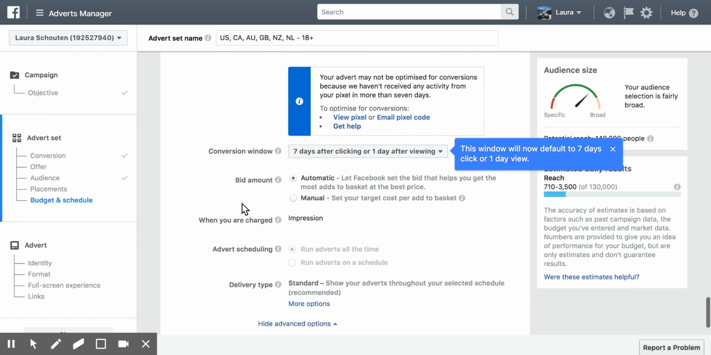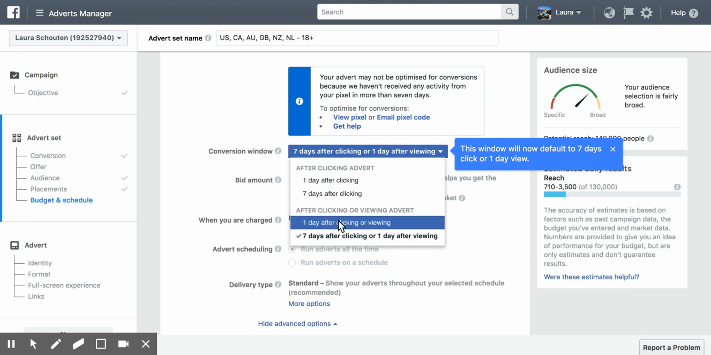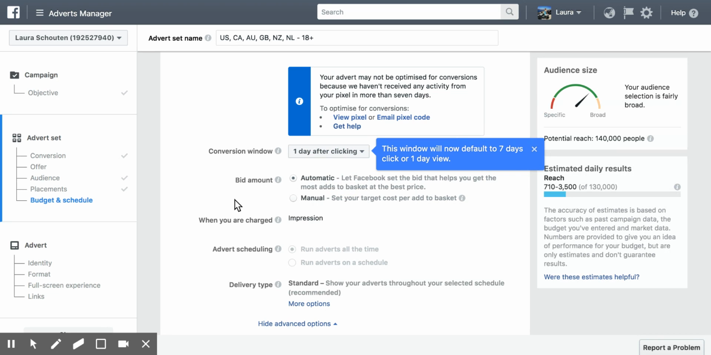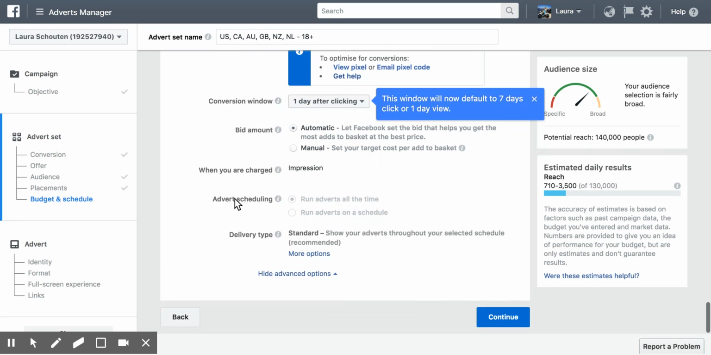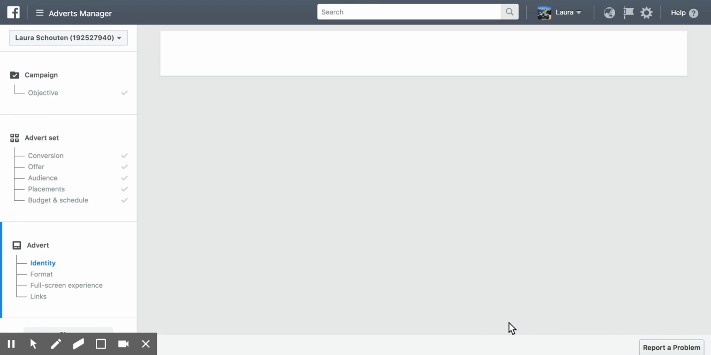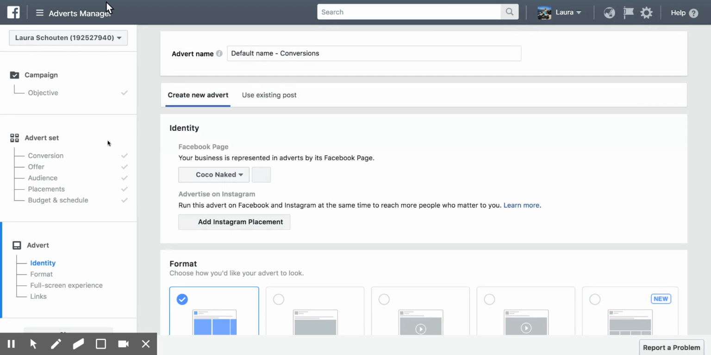Now, this is an interesting part here. Instead of 7 days after, I've actually found lately, guys, that 1 day after clicking works well. Not 1 day after clicking or viewing, but this one here. So what that usually means is it's going to show people the ad a day after they click on it, show it to them again. I don't like the 7 day window anymore. It hasn't really worked well for me lately, so 1 day click. Continue. And then you go on to create your ad.